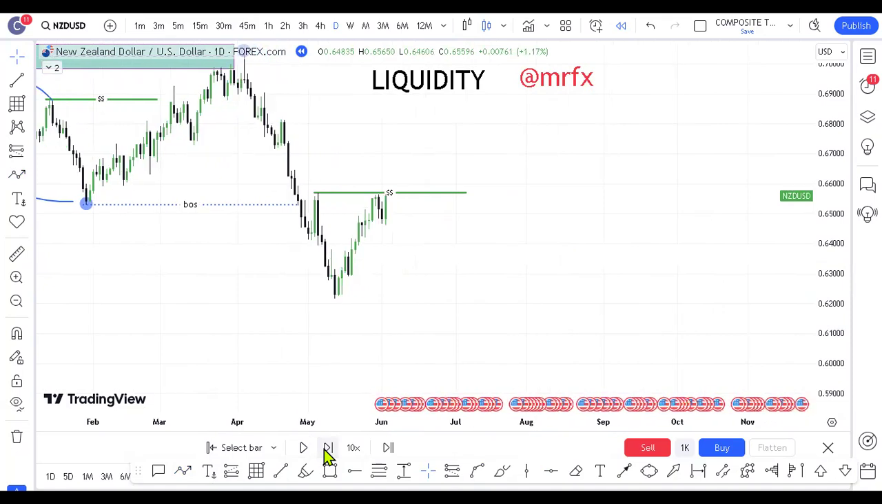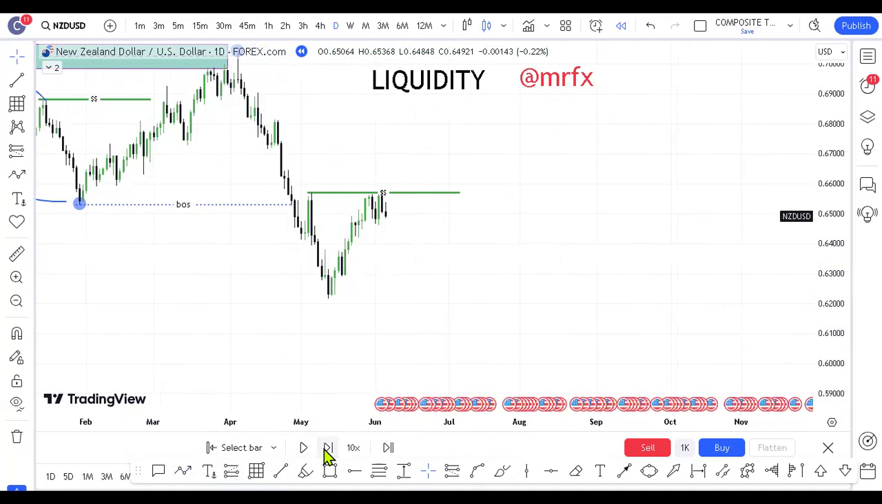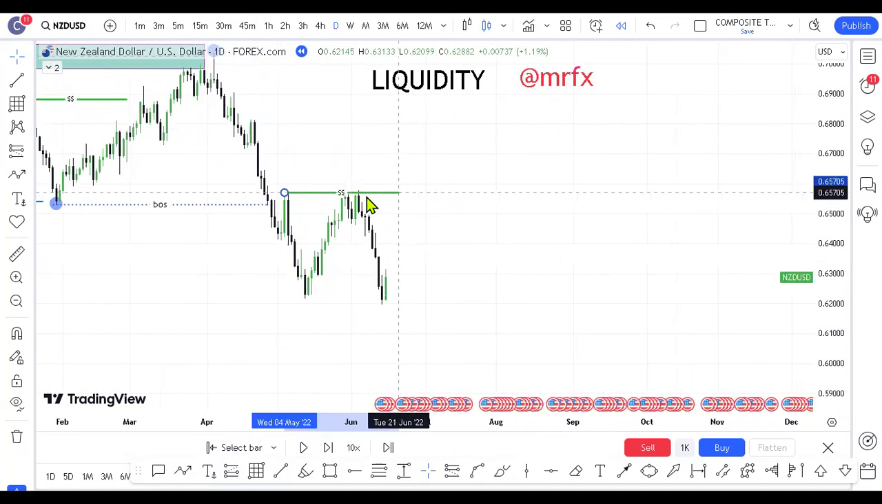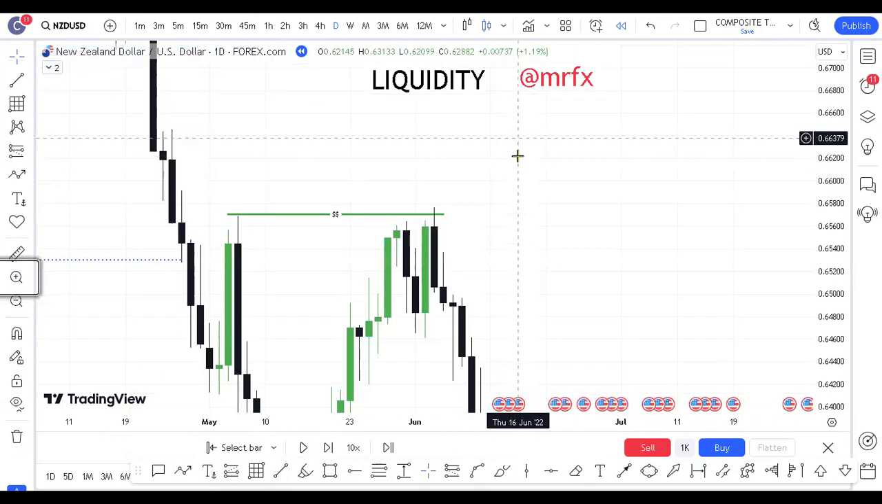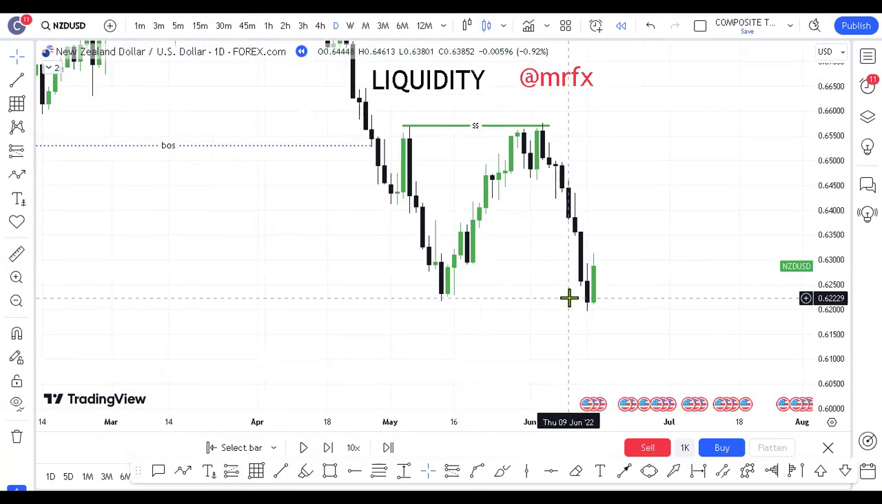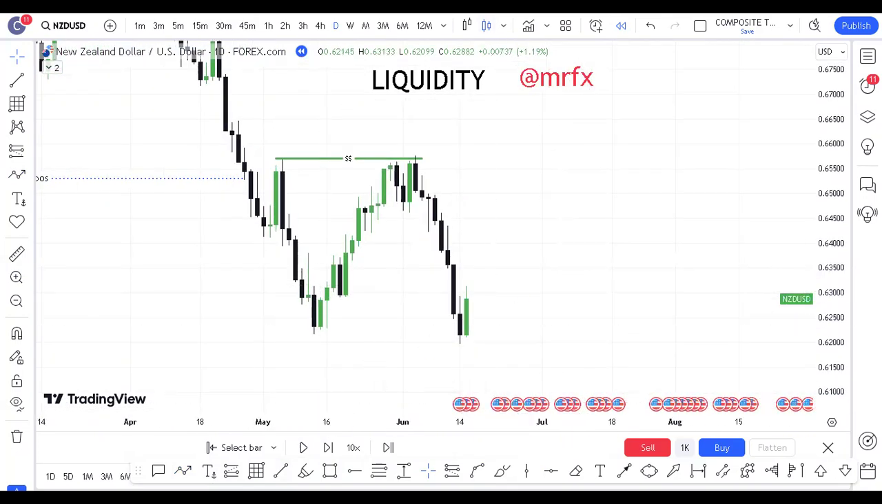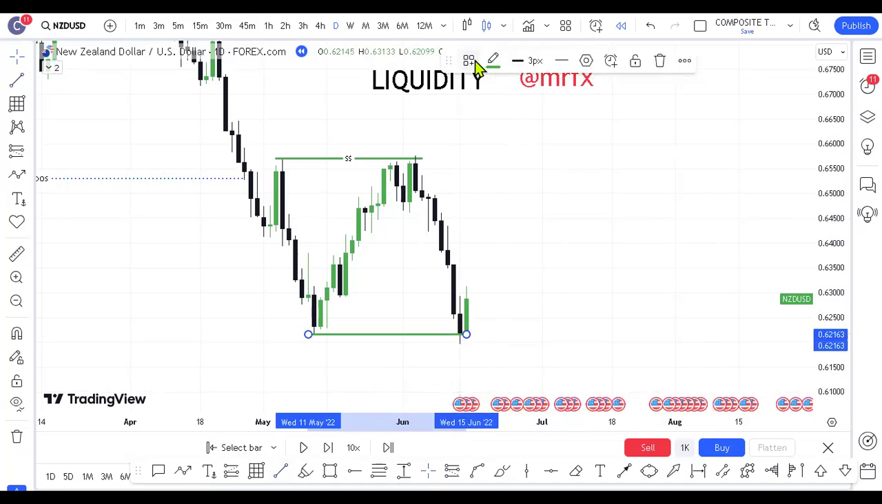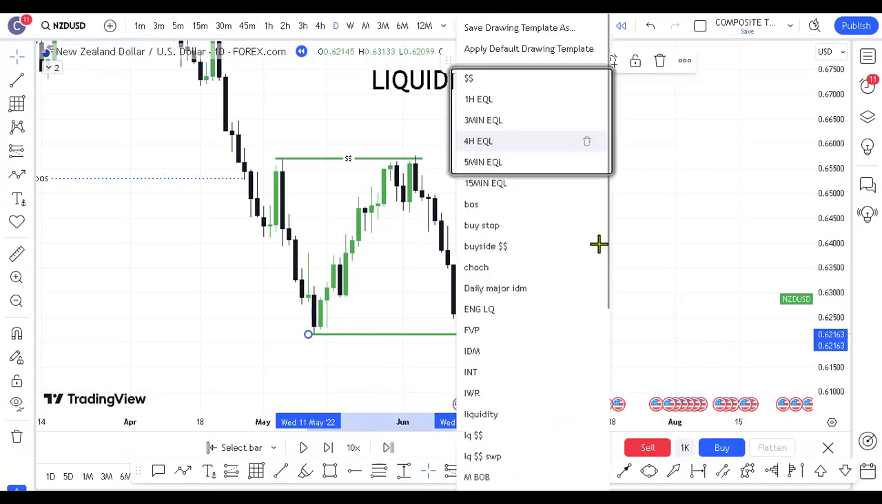Example like that. Okay, the zone has been taken out, as you can see. If we zoom in a little bit, it's more clear: that high was taken out and the price started rallying to the downside. So you can see after we break this structure, for example here, we get that break of structure.